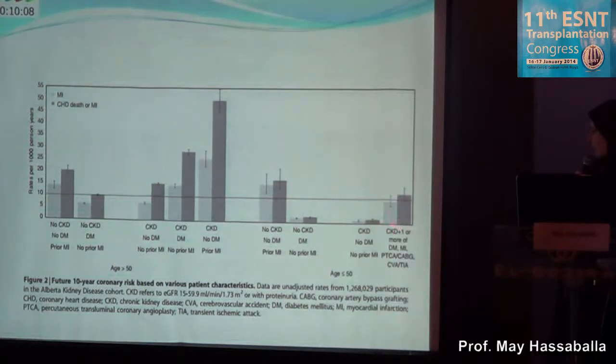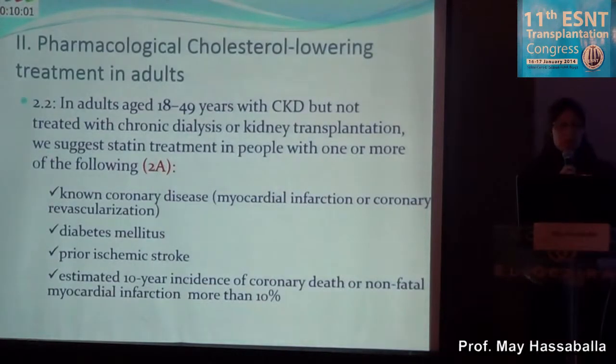Whereas if you combine any of those factors with CKD, the risk goes higher than 10. And this made the third statement, which says that in adults aged 18 to 49 years with CKD but not treated with chronic dialysis or kidney transplantation, we suggest statin treatment in people with one or more of the following, and this is graded as 2A. We suggest, not we recommend. If they have known coronary disease, diabetes mellitus, prior ischemic stroke, estimated 10-year incidence of coronary death or non-fatal myocardial infarction of more than 10%.